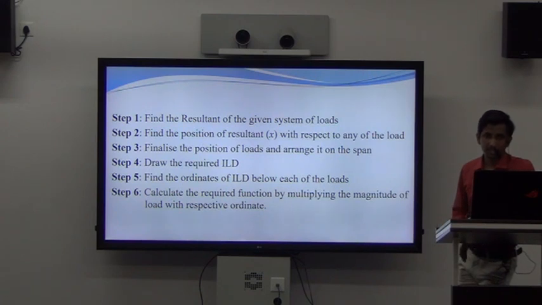And after drawing the influence line diagram, you have only 2 more steps, where in the first step you have to find out the ordinates coming in the influence line diagram below each of the concentrated loads. Then you can directly calculate the required function by multiplying the magnitude of the load with the corresponding ordinates which we have calculated. So now let's proceed with the problem.